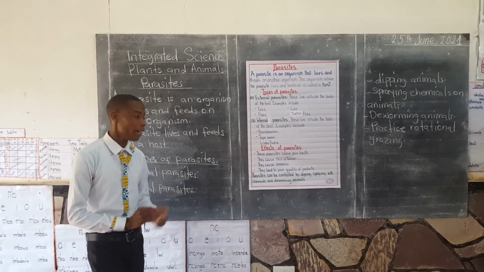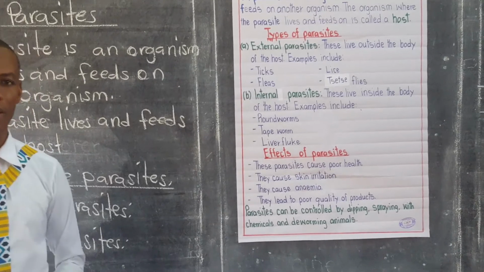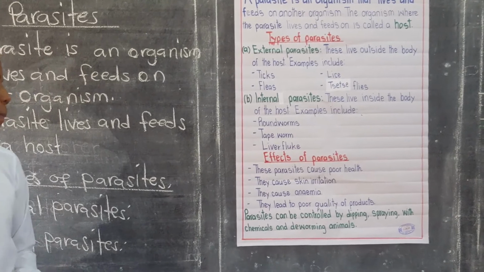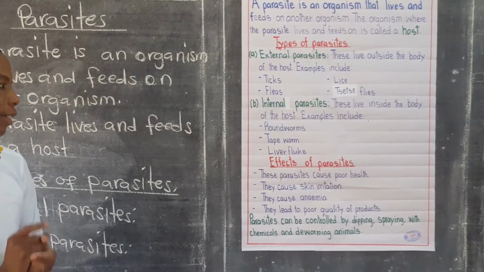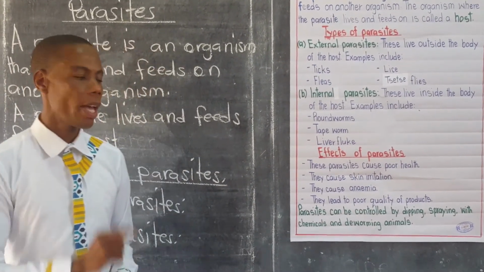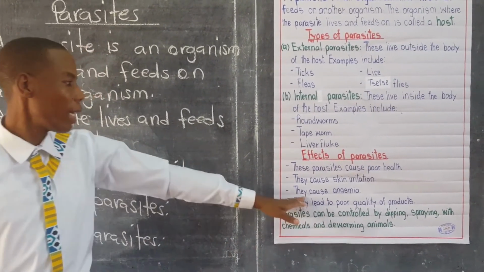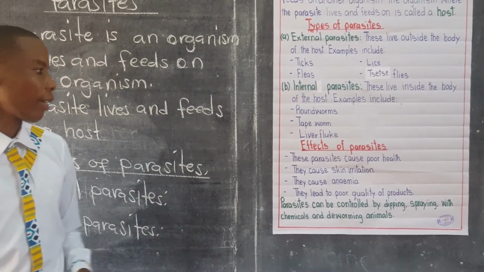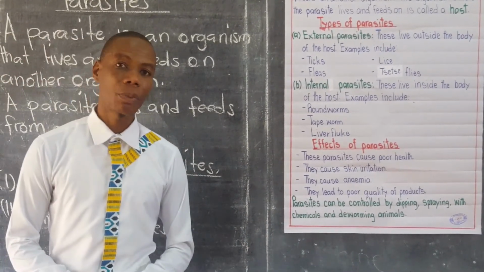We are saying these parasites have effects. One, these parasites cause poor health both to animals and to people. Then they cause skin irritation. Apart from that, they cause anemia. We said anemia is a loss of blood in the body. So it could be a loss of blood in the body of an animal or in the body of a person. Apart from that, we said they lead to poor quality of products.